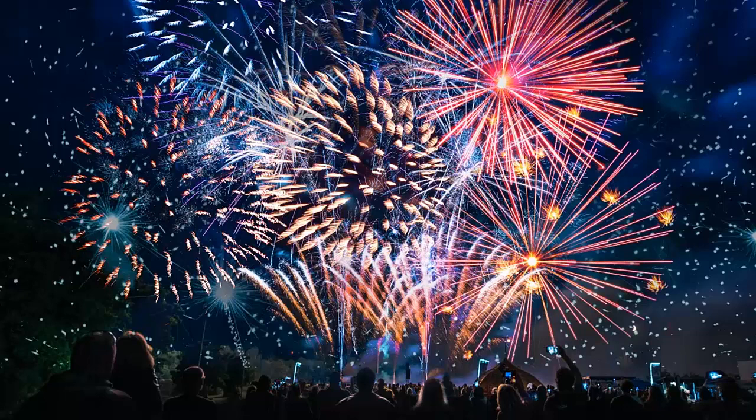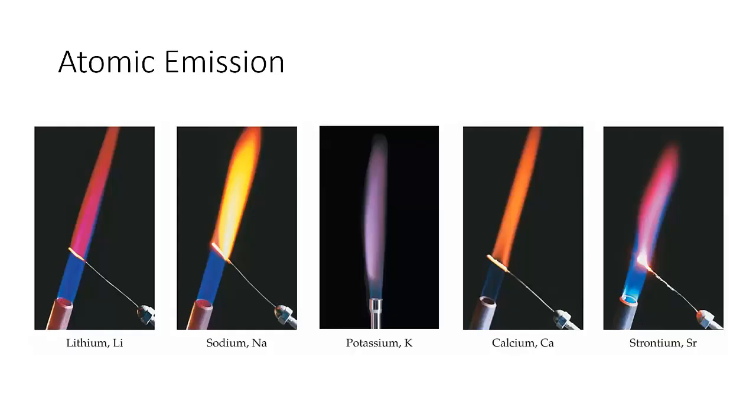And that's what this section of our textbook is really trying to answer. What produces the reds, the purples, the oranges? And that is atomic emission. Atomic emission is the idea that every atom is going to glow a little bit differently when it's put into a flame. So here, lithium, sodium, potassium, calcium, and strontium were all placed onto the tip of a needle and then inserted into the flame.